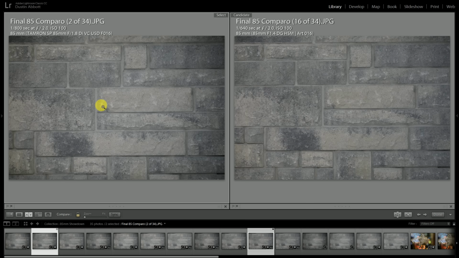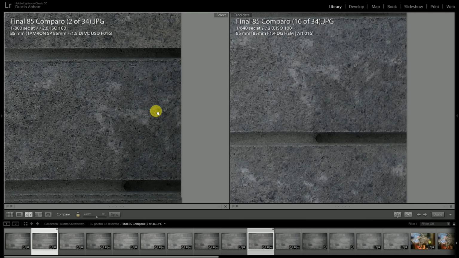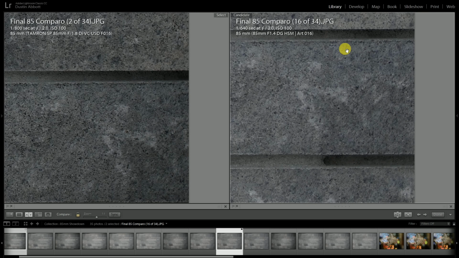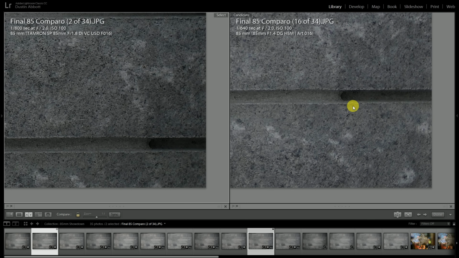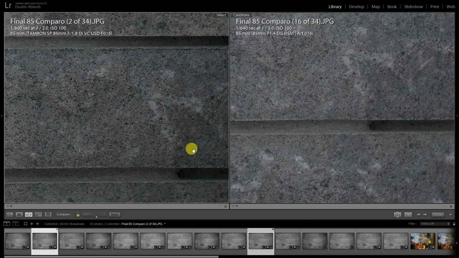Now, one thing I do want you to note here that you're going to find does play a part in this comparison is that the Sigma is the shortest of all these lenses. And so as a result, if you look down here, you can see more of this area showing on the Sigma than you do on the Tamron.